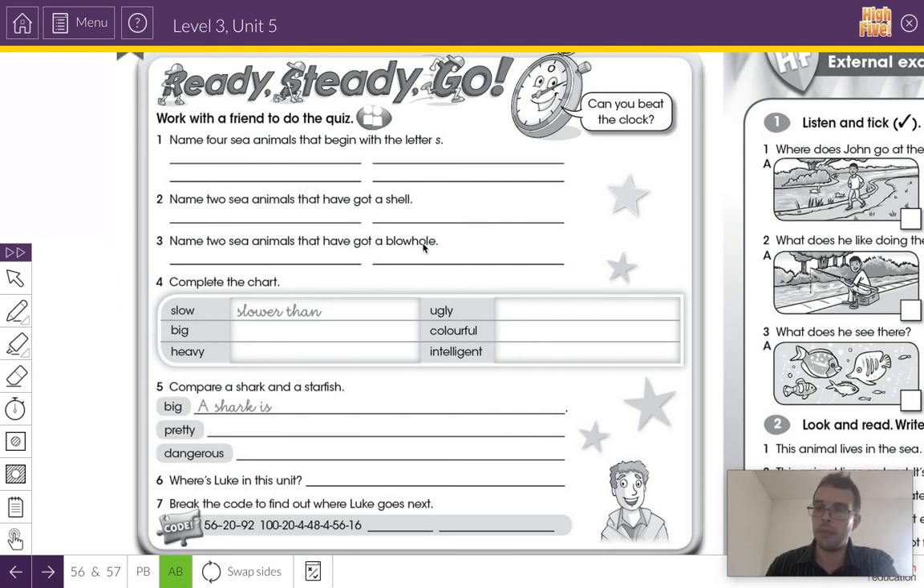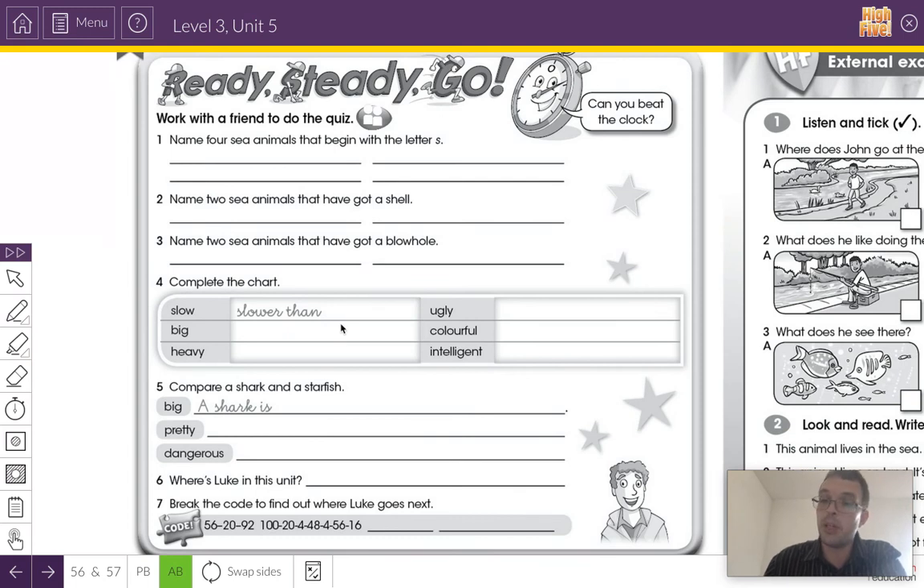Now, if you don't remember, a shell is the hard thing on the outside of an animal, very hard to protect it. And a blowhole is a hole that animals have on the back of their head to blow the air and the water out. Okay, now, our next exercise here is with adjectives.